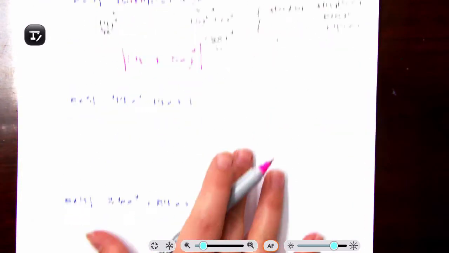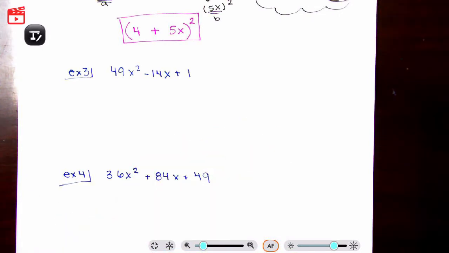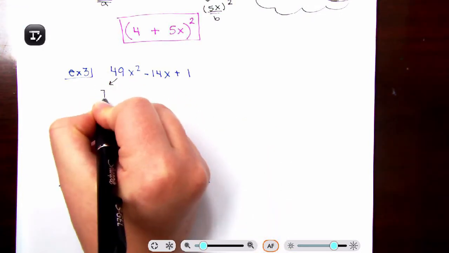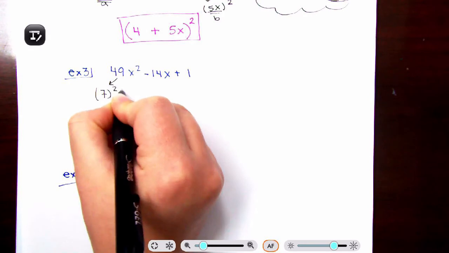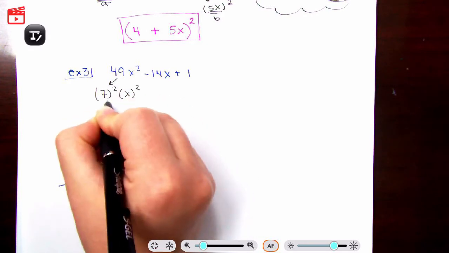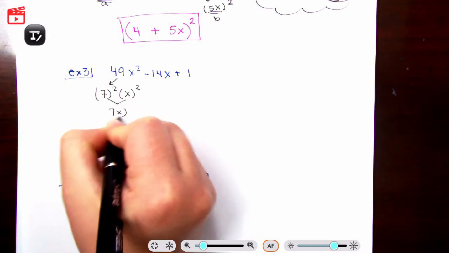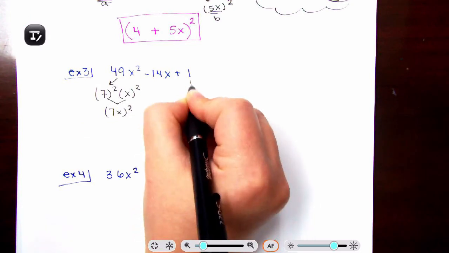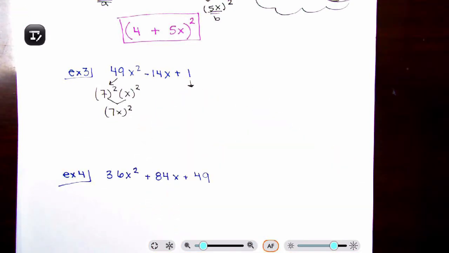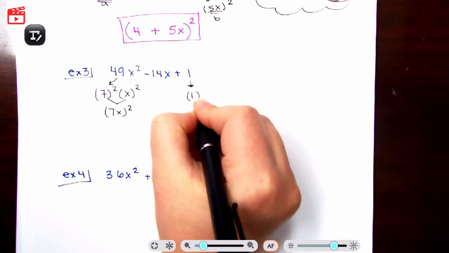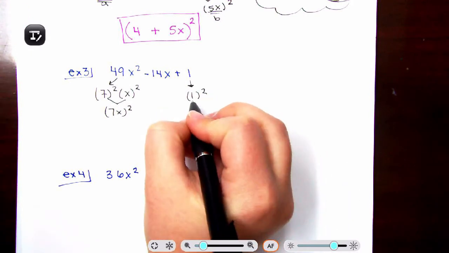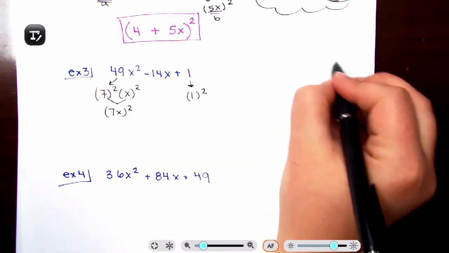Let's do 2 more. What do we have? 49, that is 7 times 7, so 7 squared. We have x squared, so it's x squared. Combining those, we have 7x squared. 1, again, is one of those very special numbers when factoring. 1 is just 1 squared. So we need to check 2 in our thinking bubble.